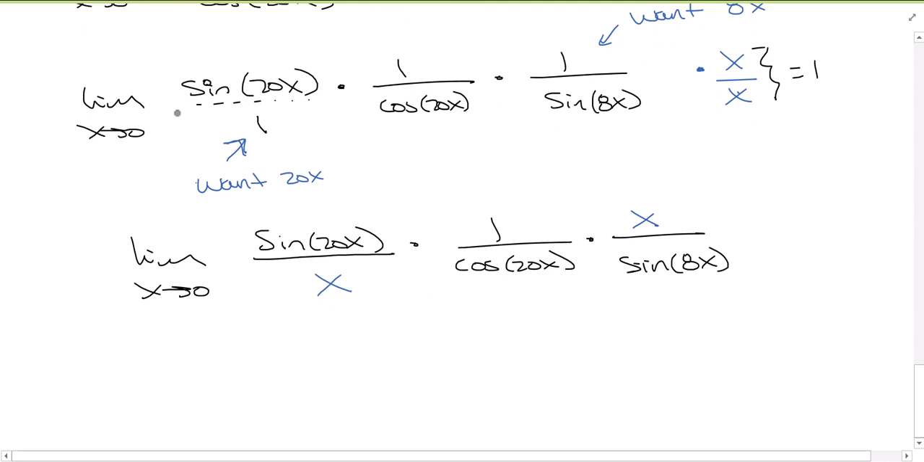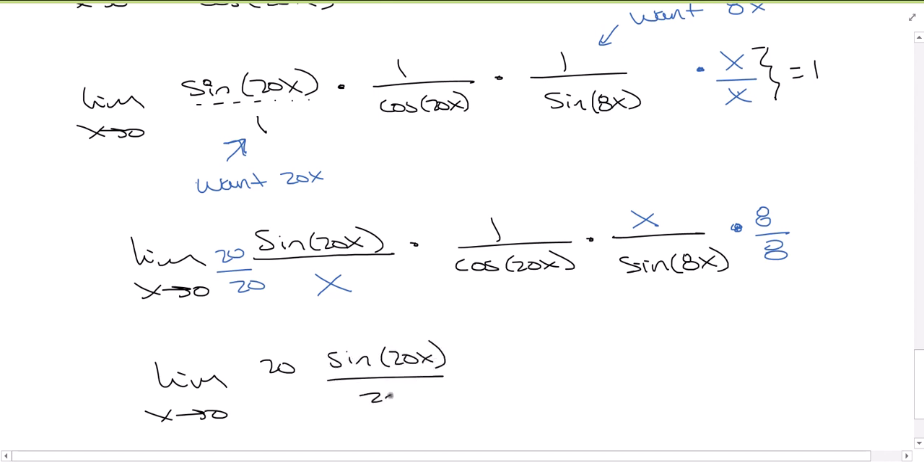Now I need to get 20 here and 8 there. So multiply by 20 over 20 and multiply by 8 over 8. That's a times. So we're almost there. So this will be the limit as x goes to 0 of 20 sine of 20x over 20x times 1 over, we're not doing anything to this.